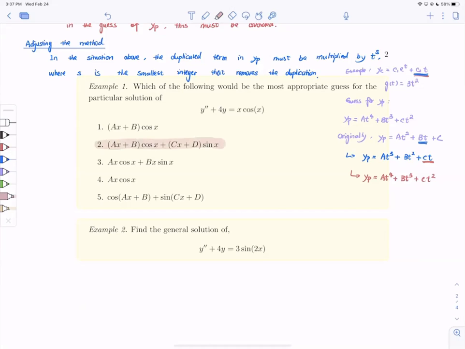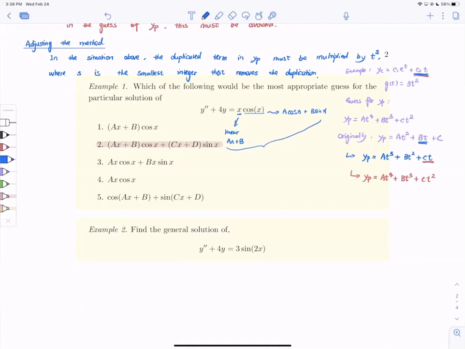Okay, let's see why. First of all, you have a linear term, right? This is linear, which means your guess will be ax plus b. And now you have a periodic trig term. So cosine x, this will give you a cosine x plus b sine x.